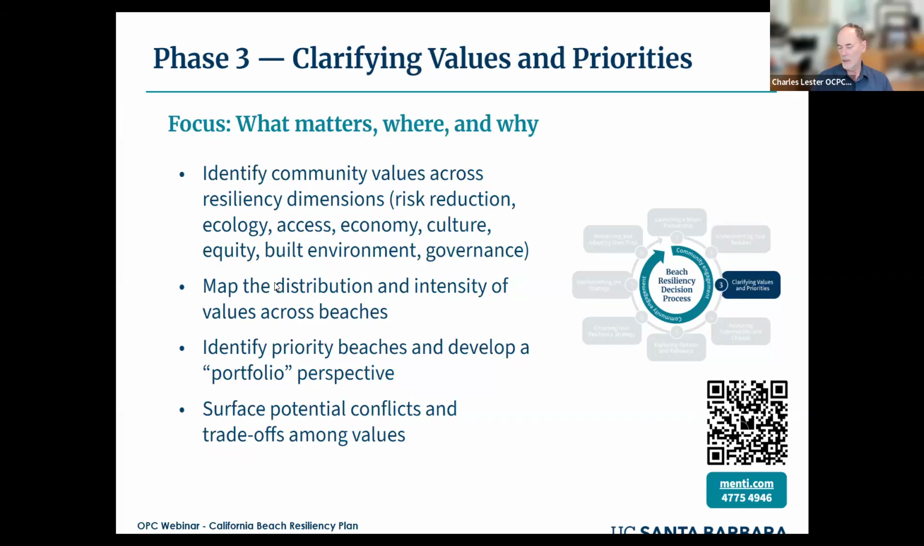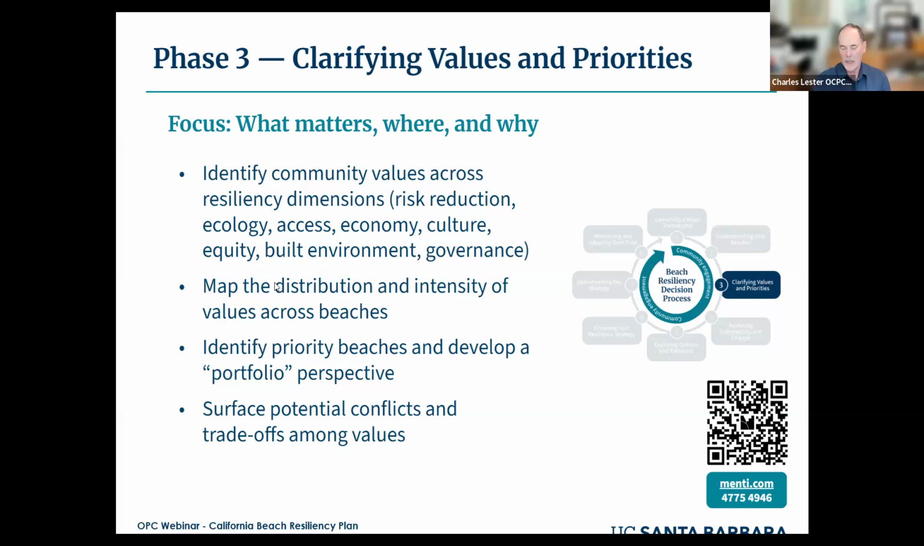Once you understand that and the different disciplinary dimensions of how beaches work, it's important to then clarify or begin to clarify better what really matters within those dimensions of your beaches. What do you care about? Where are those things that you care about? And begin to think about the relative value of all of these pieces. So what are your community values across the system you've now characterized? And mapping the distribution and intensity of values.